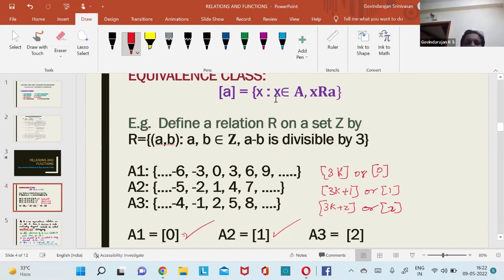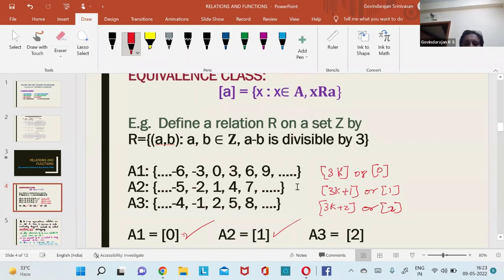So X belongs to A. X is an element of the set of integers, and X is related to A. Every element is related to the element A, that is the element 0. For example, the equivalence class of 0: instead of A here, if I write 0, then all the elements X which are related to 0 and belong to the set of integers is called the equivalence class of 0.